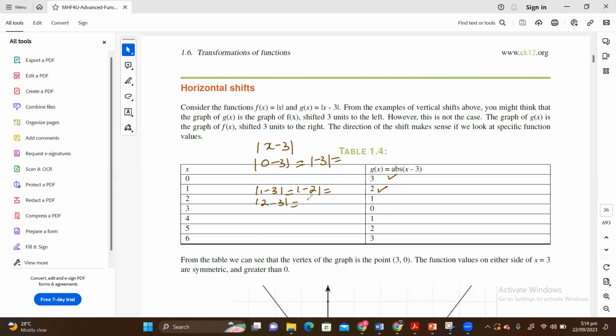2 minus 3 is negative 1, absolute value. The mod function makes every negative value positive. So it will make 1.